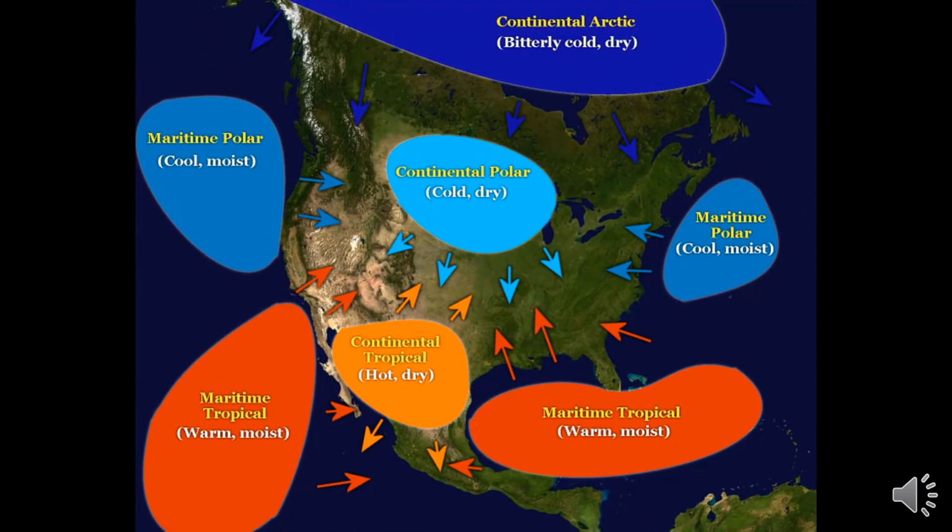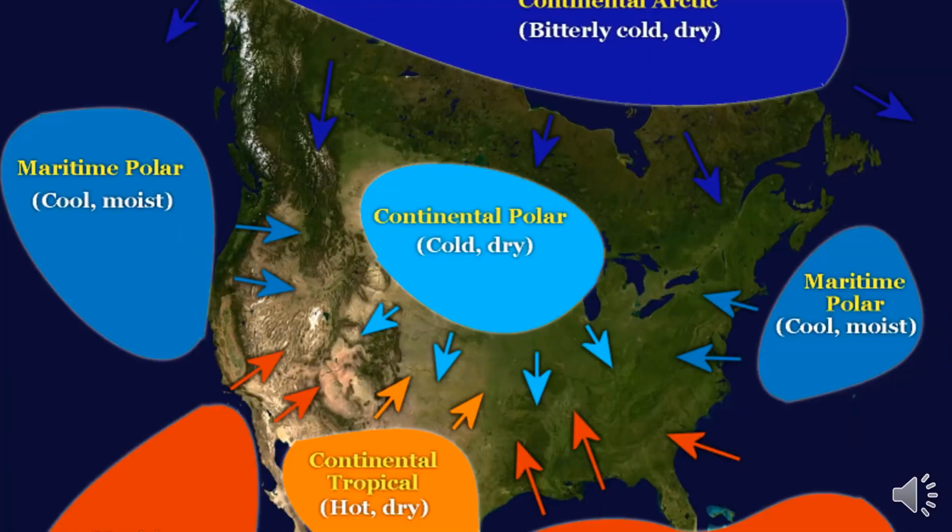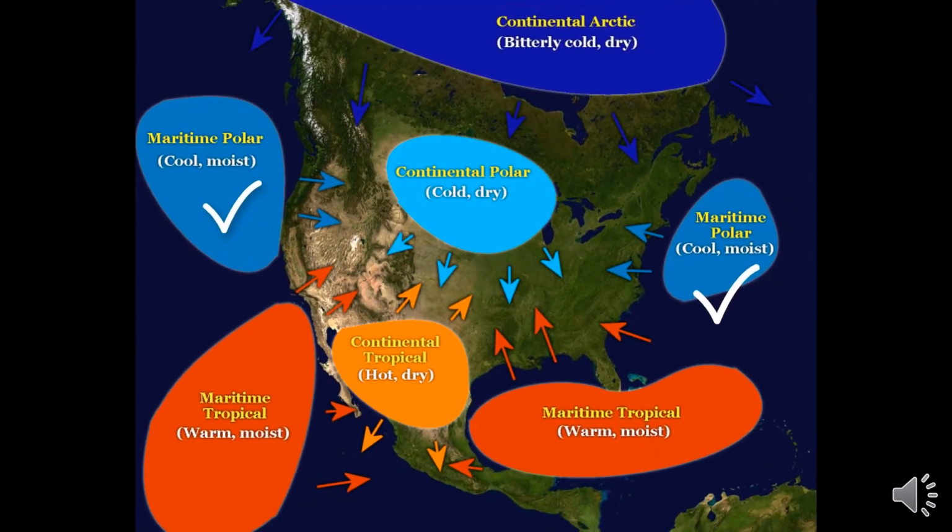In the northern Pacific Ocean and in the North Atlantic, we sometimes find maritime polar air masses. During the summer, these air masses in the Pacific usually mean fog along the west coast. In the east, they often result in cooler temperatures. But in the winter, these polar masses from the oceans can produce heavy snow and sometimes even blizzards.